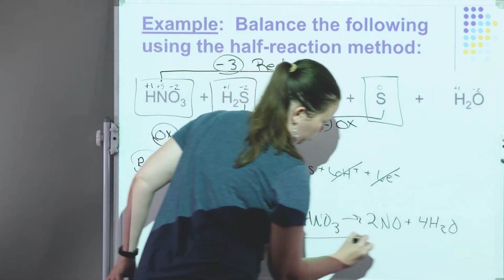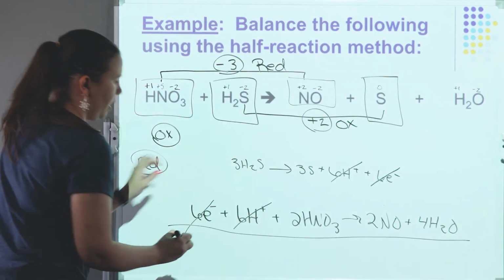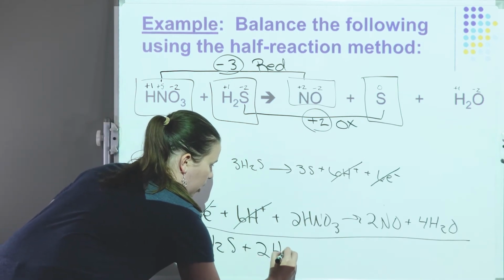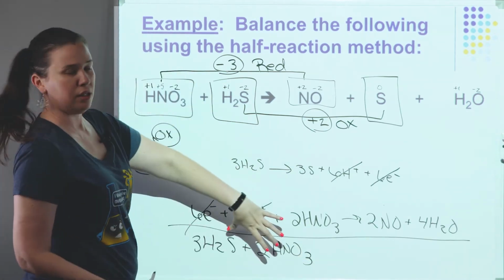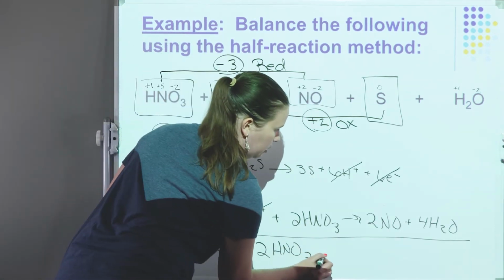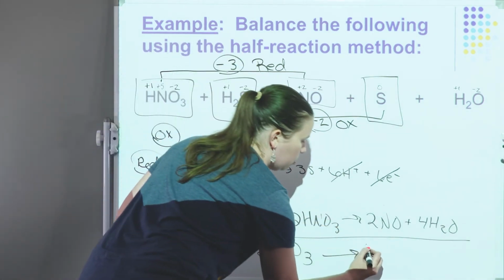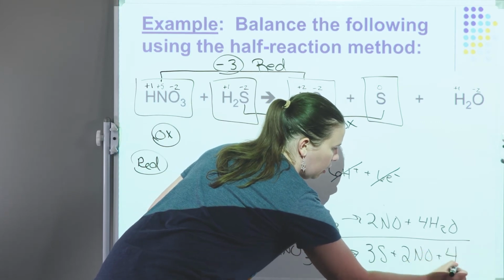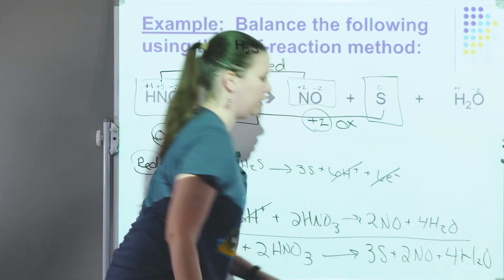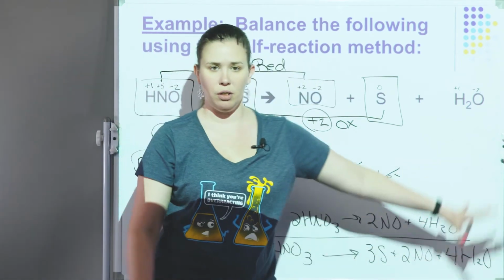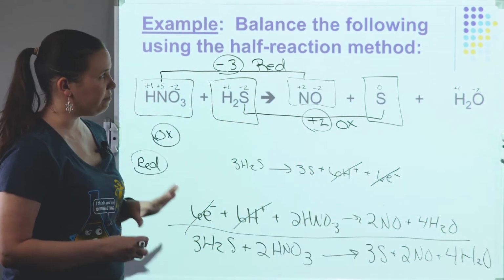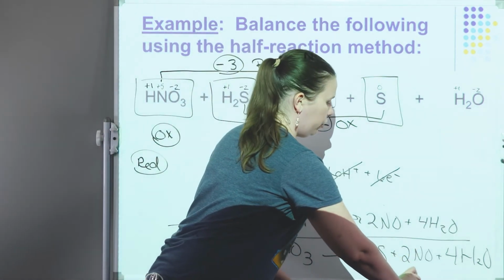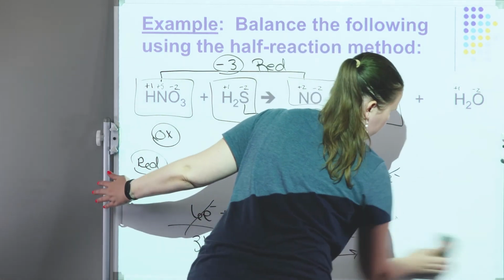So now I want to put these 2 equations together. So my reactants are the 3H2S and the 2HNO3. And it doesn't matter which one comes first, those are your reactants. And then my products were the 3 sulfurs, the 2 nitrogen monoxide, and the 4 waters. And again, the order is unimportant, but you want to include all 3 products. And that will be my final balanced reaction using the half reaction method, where you pull apart the equations in order to solve them.